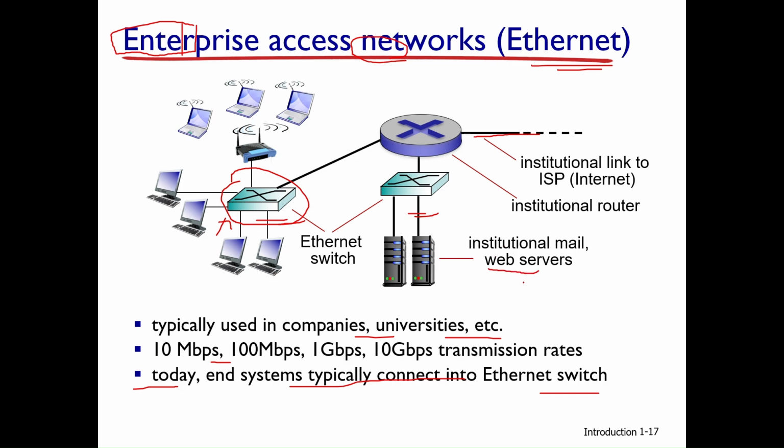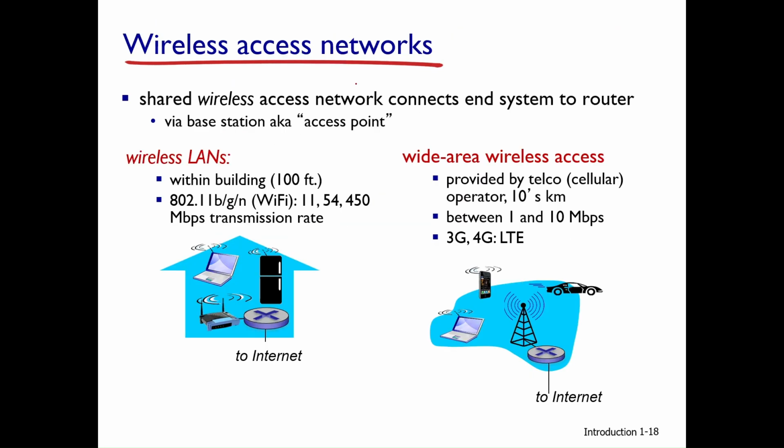Institutional mail or web servers. Now the wireless access network. A shared wireless access network connects an end system to the router via a base station, also known as an access point, AP. The wireless access network connects the end system through the access point, which is connected to the router. Within the building, wireless LANs are connected.